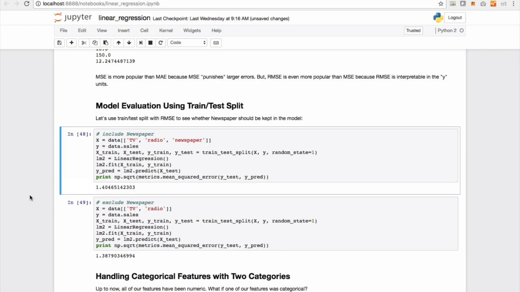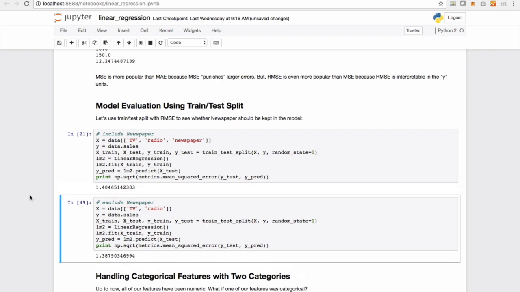The reason why we do it is we will use the training set to fit our model, and then we will use the test set to predict on our model. The test set is a set that the model has not seen before, and it gives us a fair idea of how the model does on data that it has never seen before. So we fit the model on the training set and then use the .predict function on the test set and then calculate the root mean squared error. We get a value of 1.4.